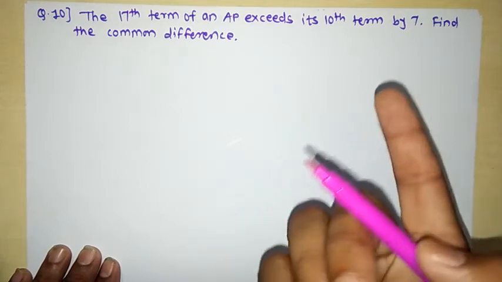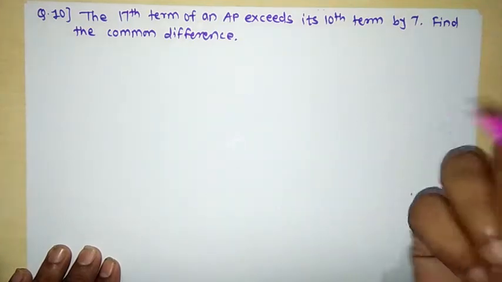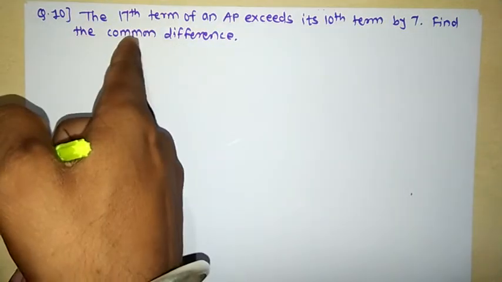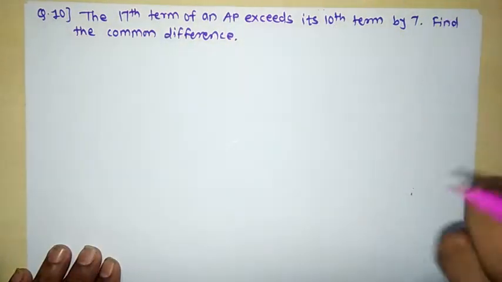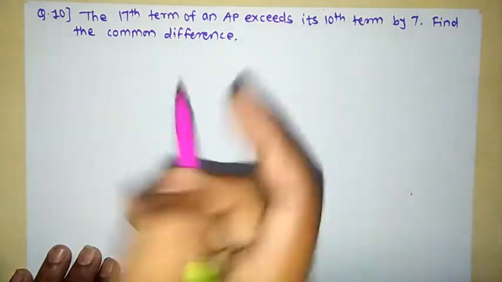17th term क्या होता है? 10th टर्म से कितने से ज्यादा है? 7 से ज्यादा है. इट मीन्स दैट 17th टर्म क्या है? 10th टर्म से 7 से ज्यादा है. दैट इज मोर देन 7.